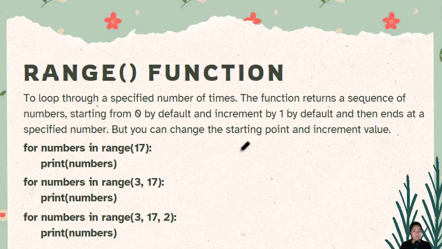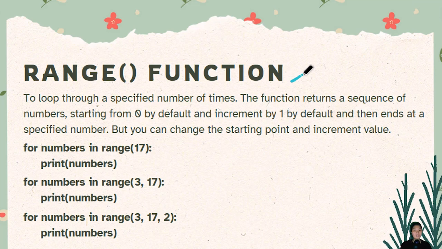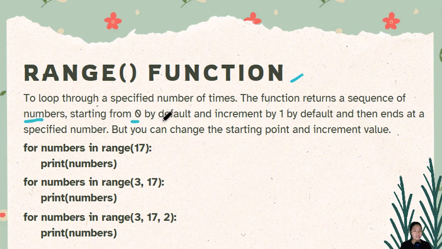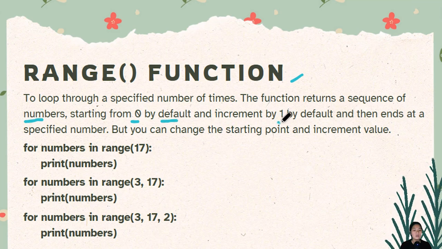Let's move on to the last part, the range function. Now, a range function is mainly used to loop through a specified number of times. It returns a sequence of numbers, right? Starting from 0, so this is default, and it increments by 1. This is also default. And then it will end at the number that you specify over here.